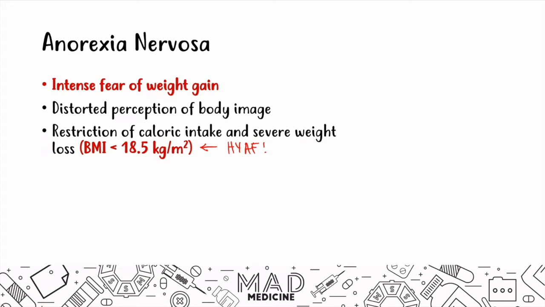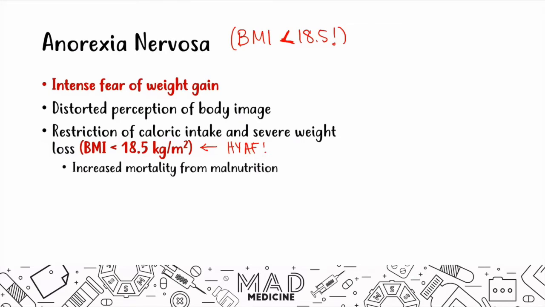If the BMI is even 18.6, 18.7, it is a bulimic patient, and that's the key hallmark for anorexia. We're going to write this up here one more time so you never forget this: 18.5. That's very, very important. Don't ever forget this. In this case, patients with such a low BMI are going to be at an increased risk for mortality due to malnourishment.